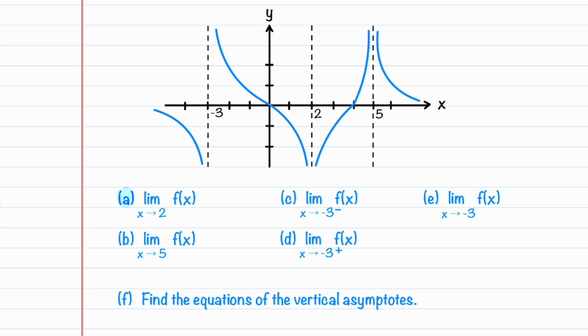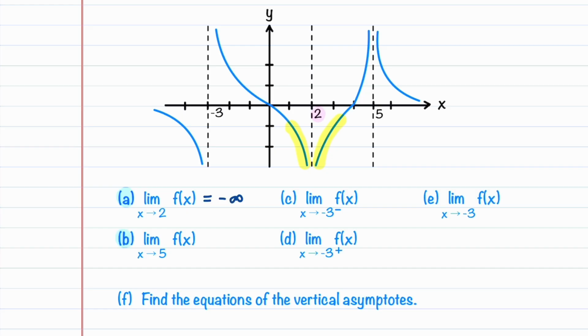Let's go up here and highlight 2, and then let's look at our function. As x approaches 2 from the left, we go to minus infinity, and as it approaches from the right, we also go to minus infinity, so this is equal to minus infinity. Let's look at part B.